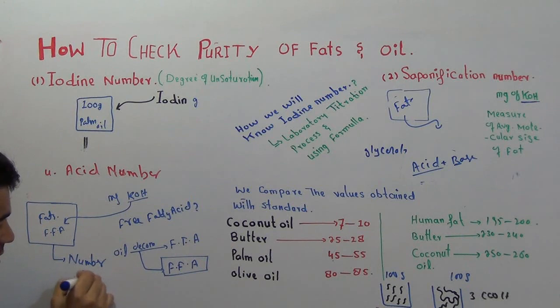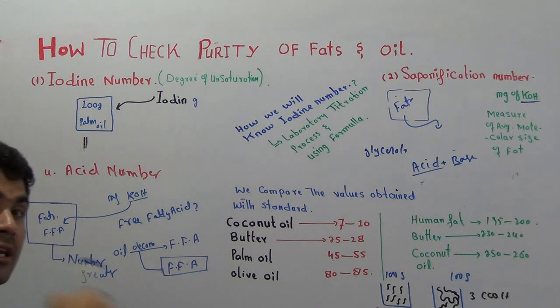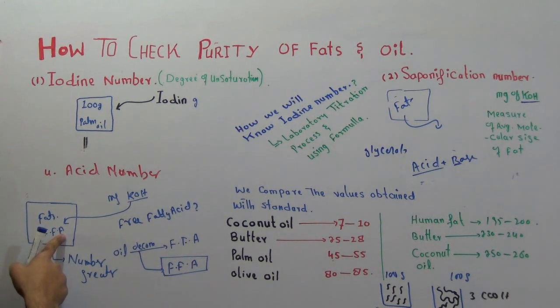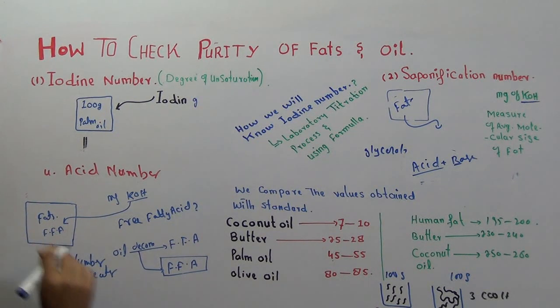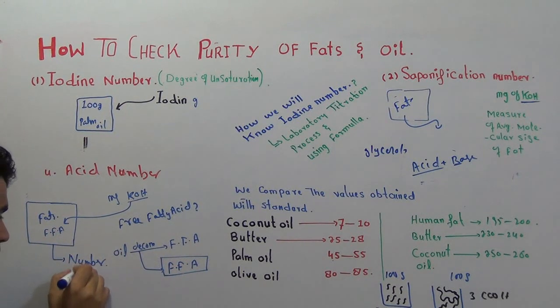If the number is greater, it means many free fatty acid molecules are present, and that oil is not suitable for health. And if that number is very small, because in the book of Satyanarayan I could not get the values for this, it means only very few free fatty acids are present, so this fat is good for health.